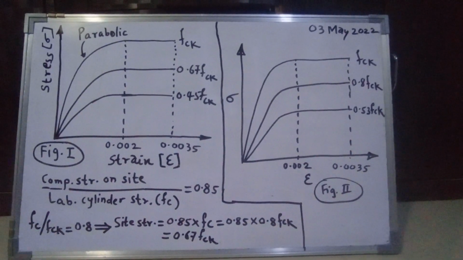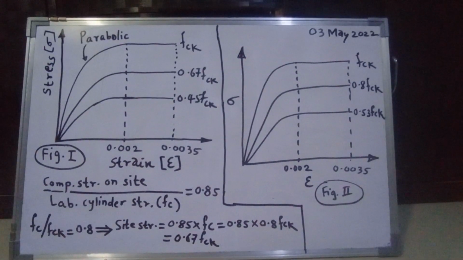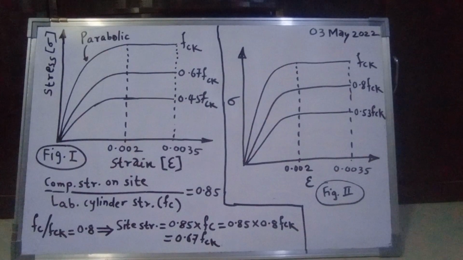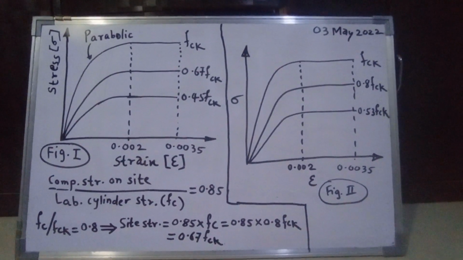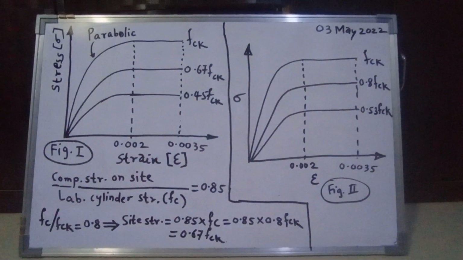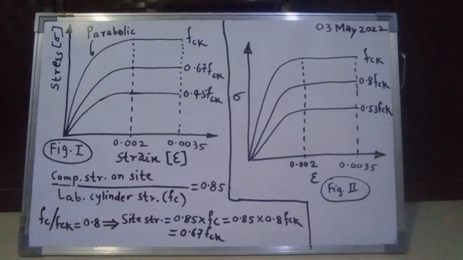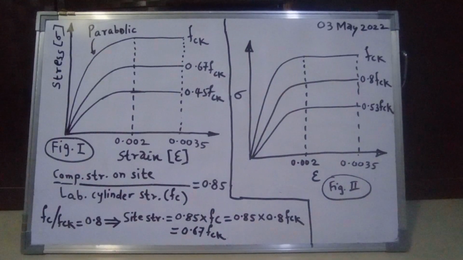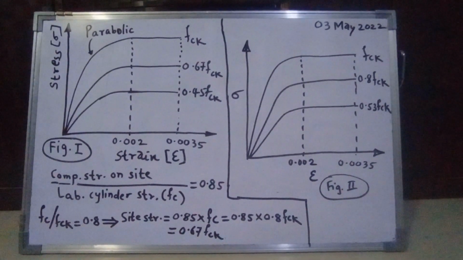And the topmost curve in the left diagram, that is figure number 1, indicates FCK, that is the characteristic compressive strength of cube after 28 days of curing. Now if you look at the second curve in figure number 1, it is 0.67 FCK. Now let us see how that 0.67 appears, why it is so.